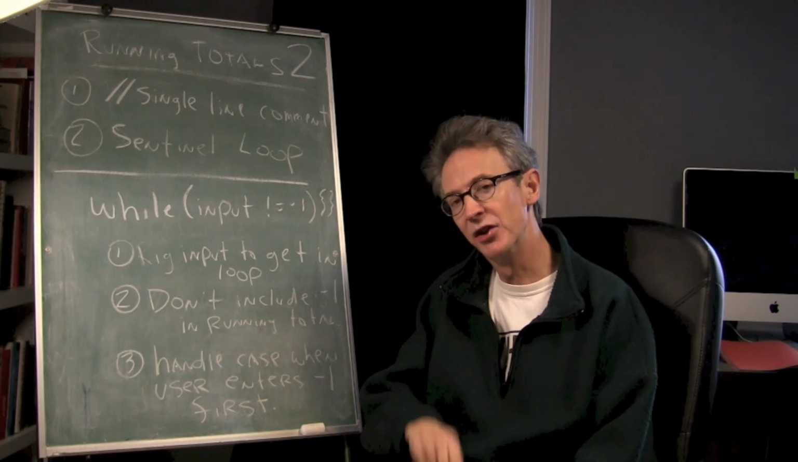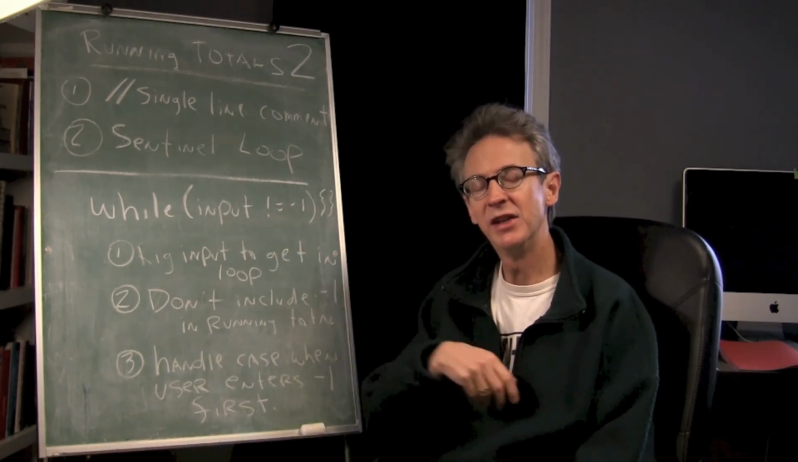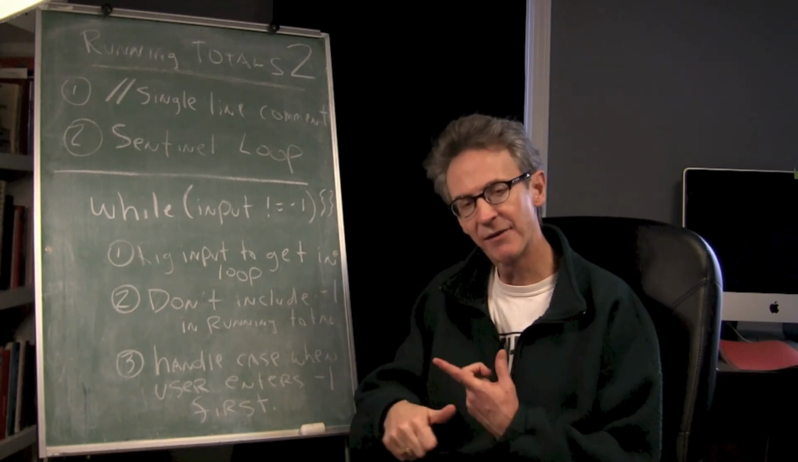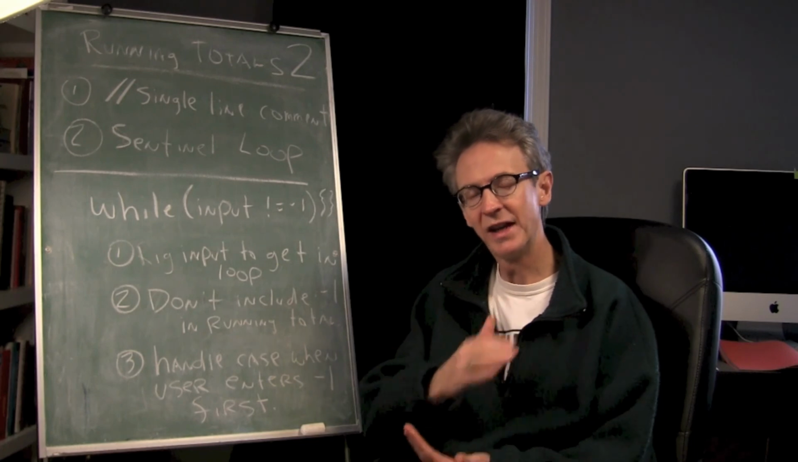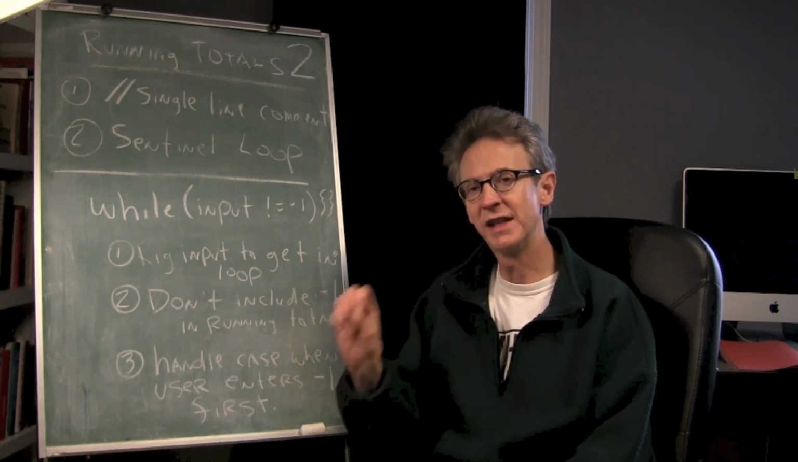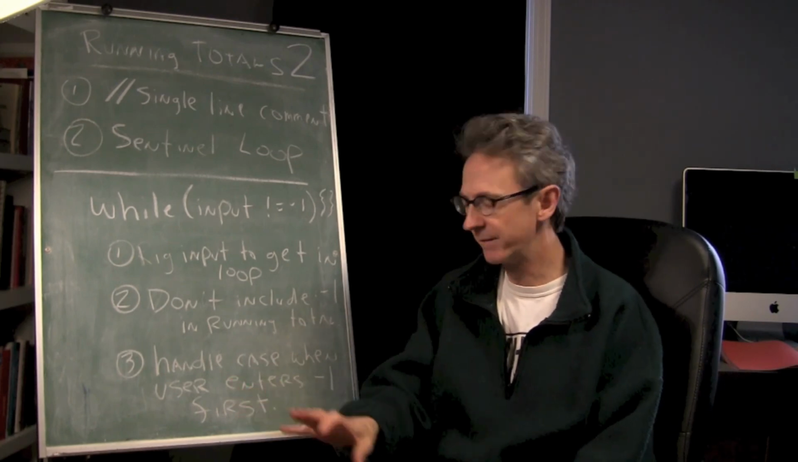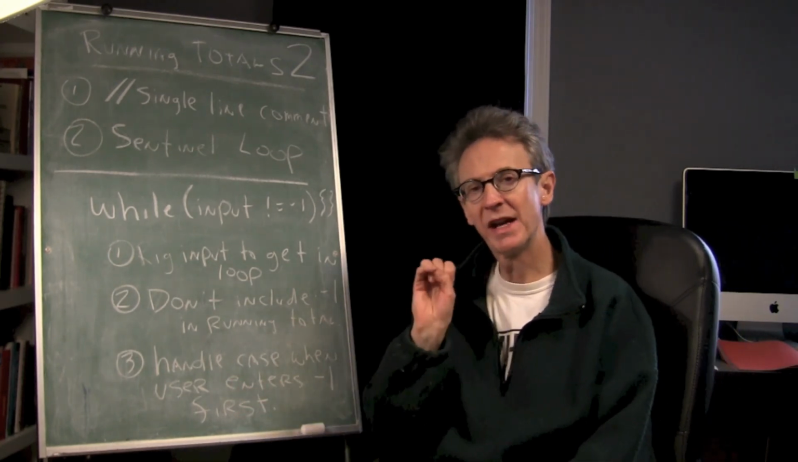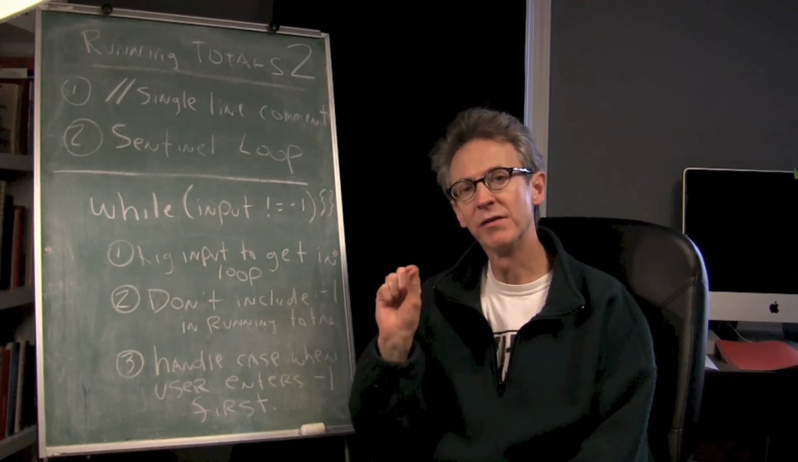The second trick is don't forget that you don't want to include that -1 in your running total. So don't use it in the average or the max or the sum or the multiplication or anything that you're doing. Remember when you see that -1 to not do an update to your running totals. And then lastly, remember to handle the special case so you don't have a bug when they put -1 first.